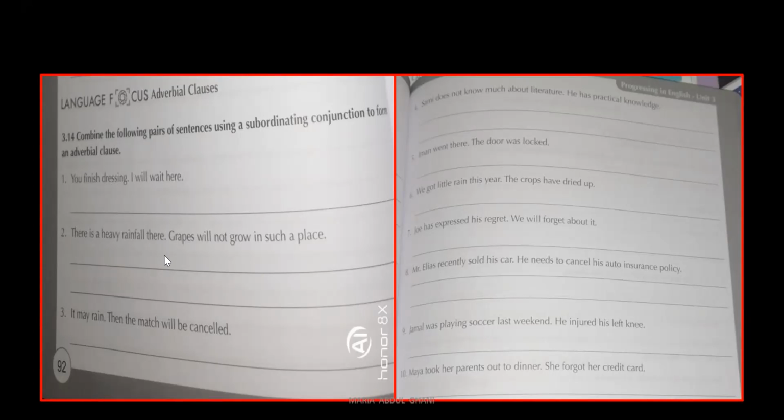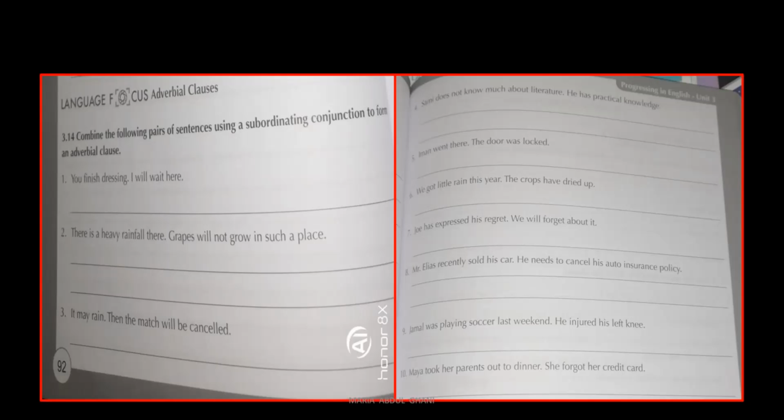Let's do the second one quickly because time is about to be over. There is a heavy rainfall there. Grapes will not grow in such a place. What do you think? Reason. Okay, well, mostly it's about reasoning. Put one of the reason subordinating conjunctions. Let's use since. Who's going to say it?